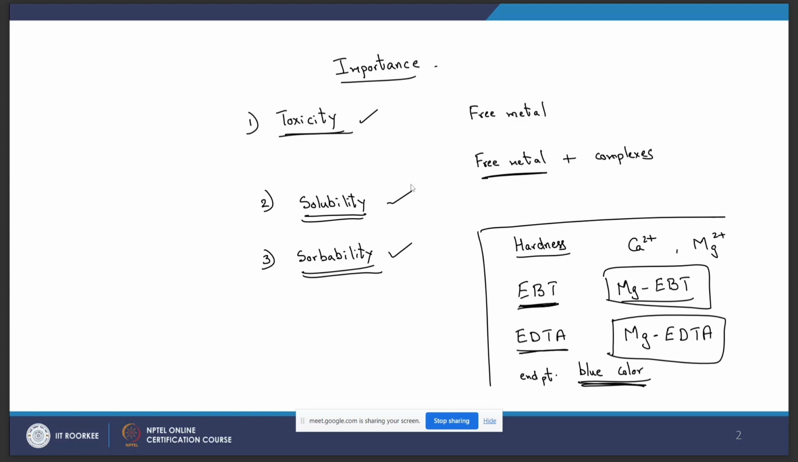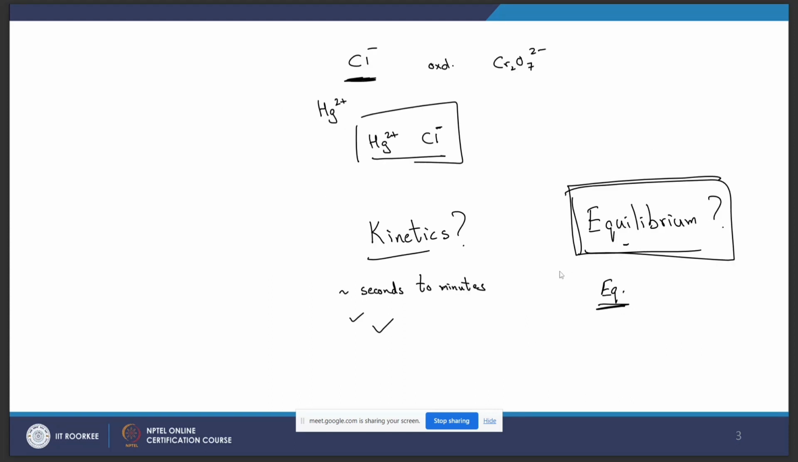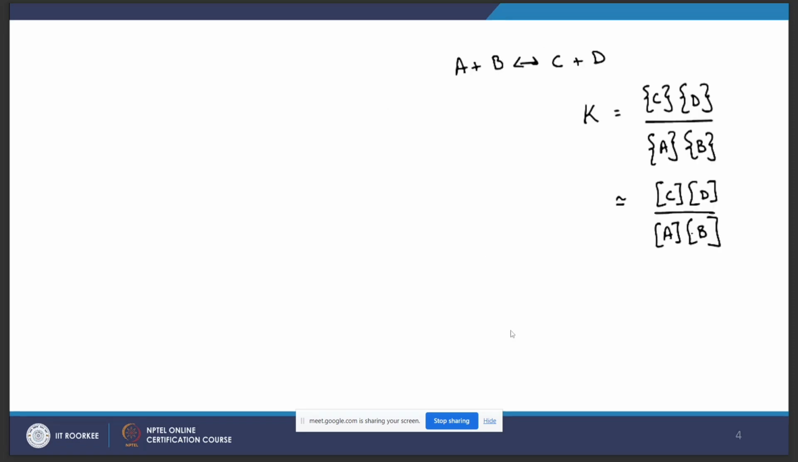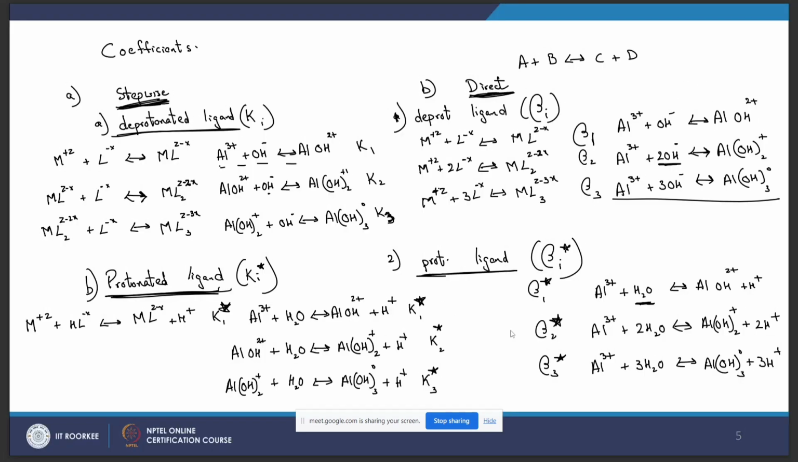What happens is that if the solution becomes supersaturated with respect to some compound, then it can precipitate out of the system. Next is sorbability, that is sorption. If it is favorable, then there will be sorption taking place in the system. Next is kinetics and equilibrium. We will see this in a further section.